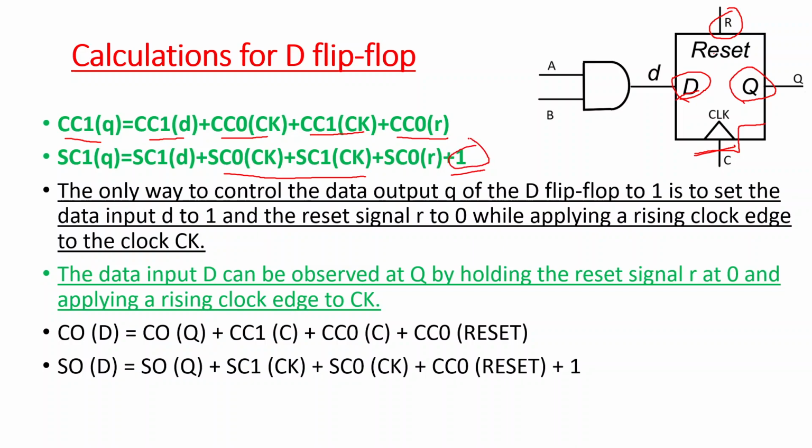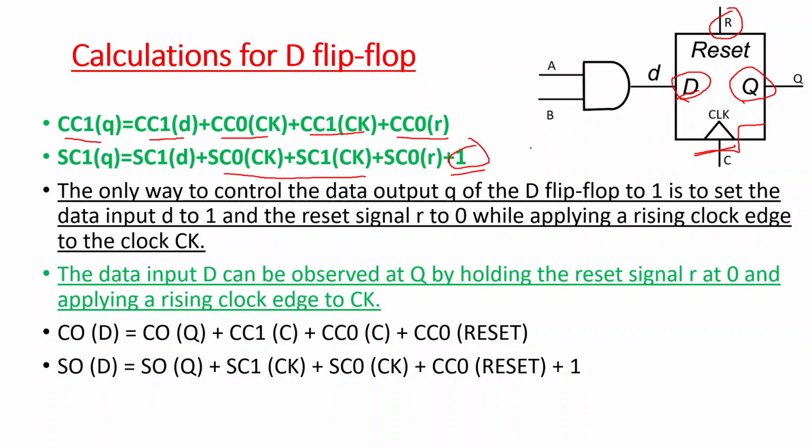In the combinational controllability, whenever the signal was passing through a logical gate, that time we were adding a 1. But here we add 1 only when there is a clock transition from 0 to 1, because we have a positive edge triggered flip-flop here.